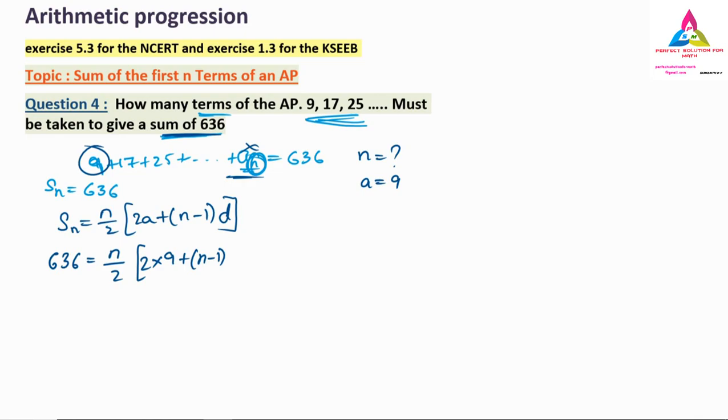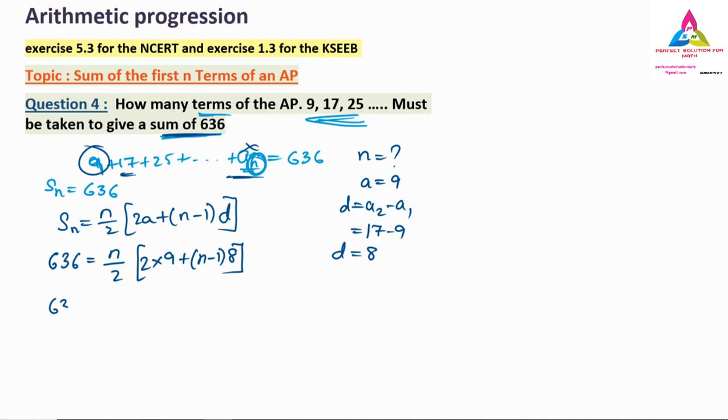What is the d value? d is a2 minus a1. a2 here is 17, the second term, and the first term is 9. So 17 minus 9 is 8. We got the d value as 8, and we have to substitute that over here. So we continue the calculation further.